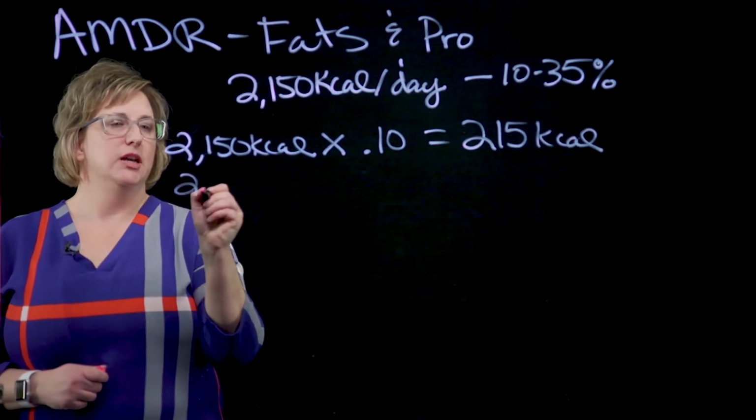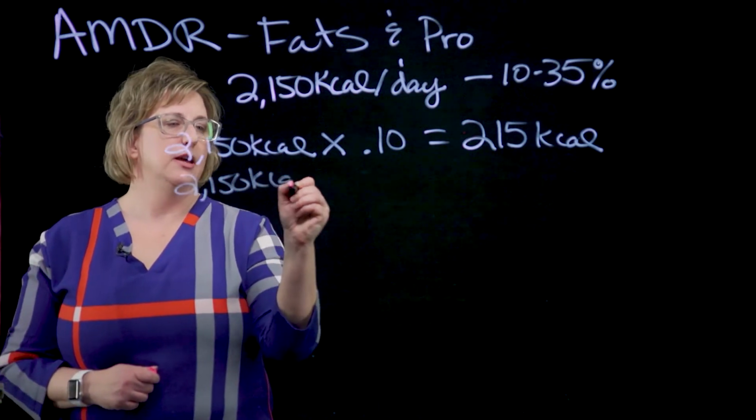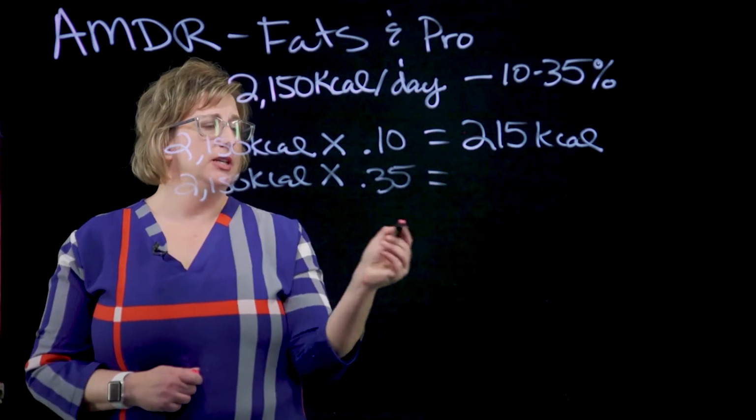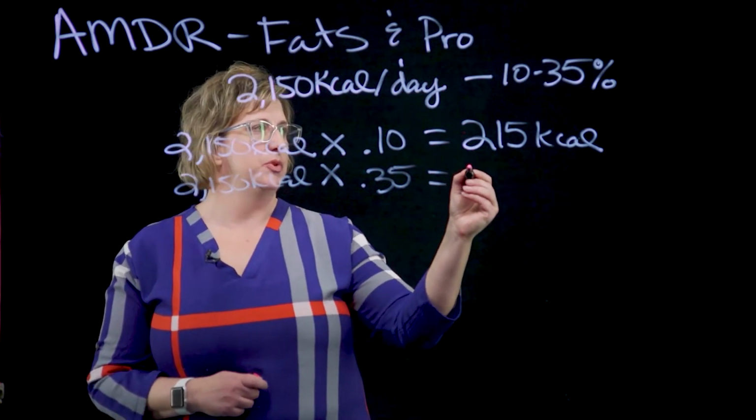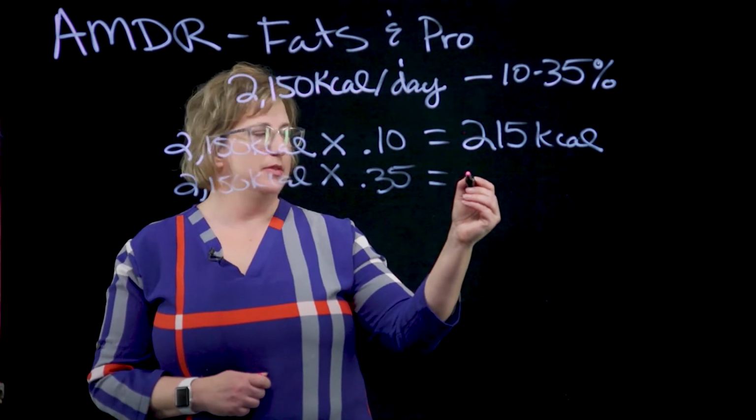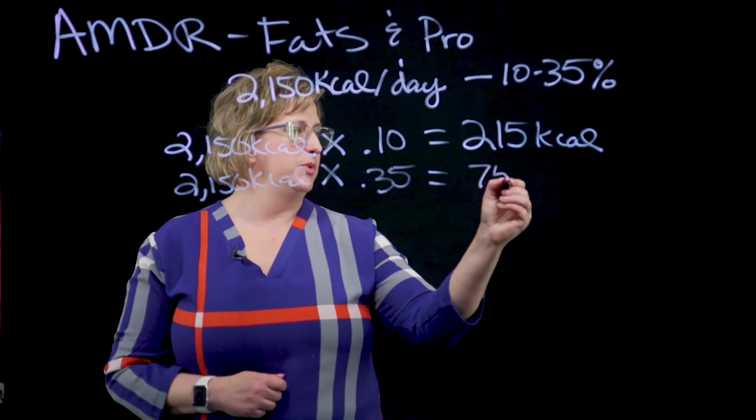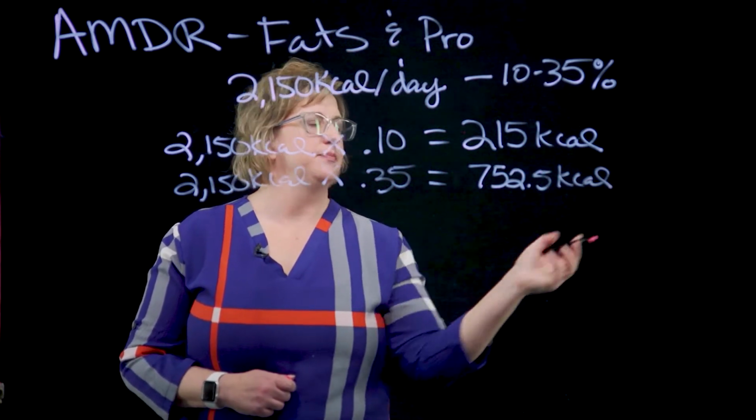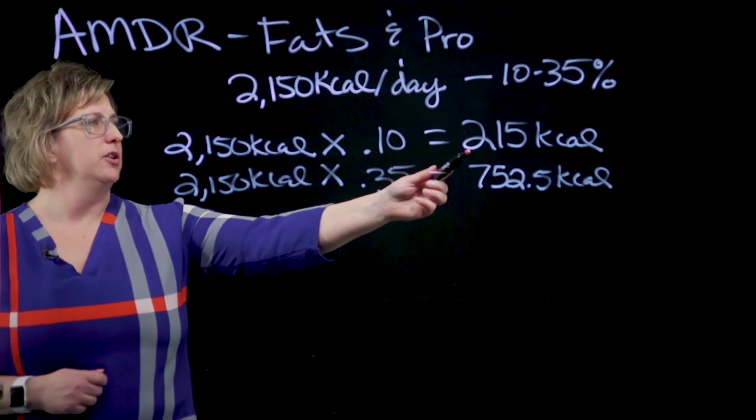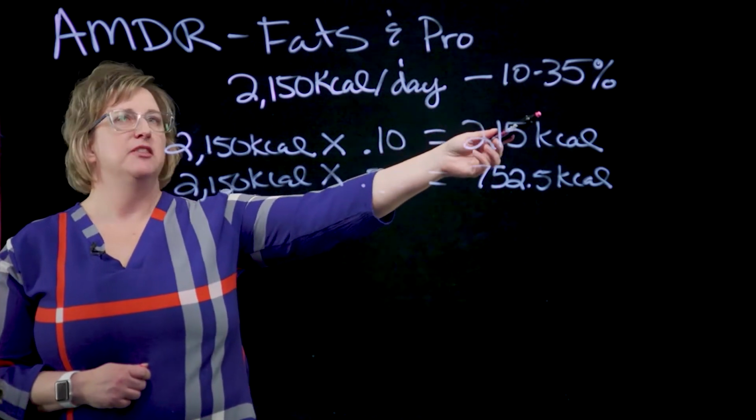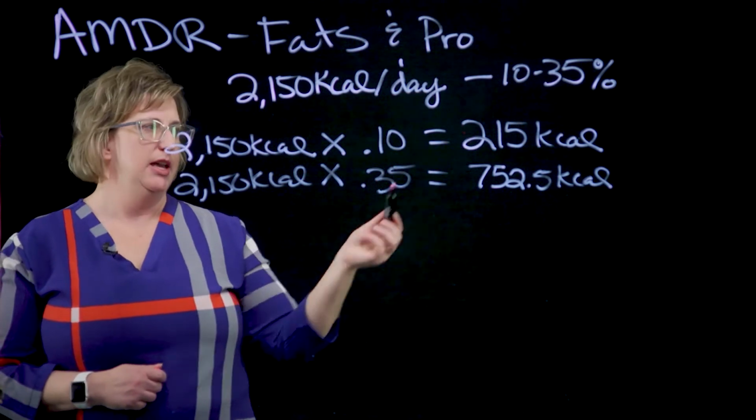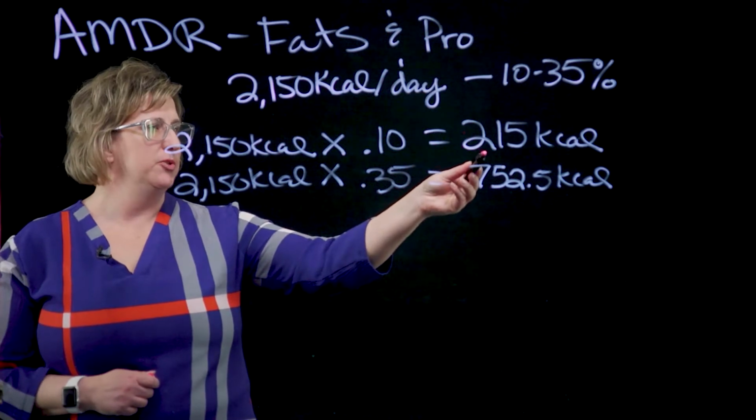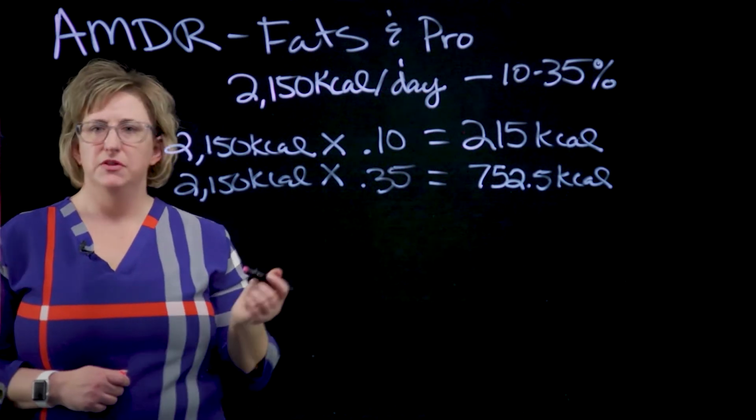So now we have to do it again for 2,150 kcals at 35%. So what do we get? And again, I'm just adding the point there to put it from the percentage in there. Do your math on this one. Hopefully you get somewhere around 752.5 kcals. So what this is saying right here is that 10 to 35% of my calories should come from protein. And if I'm on a 2,150 calorie diet, I need 215 kcals to 752 kcals.